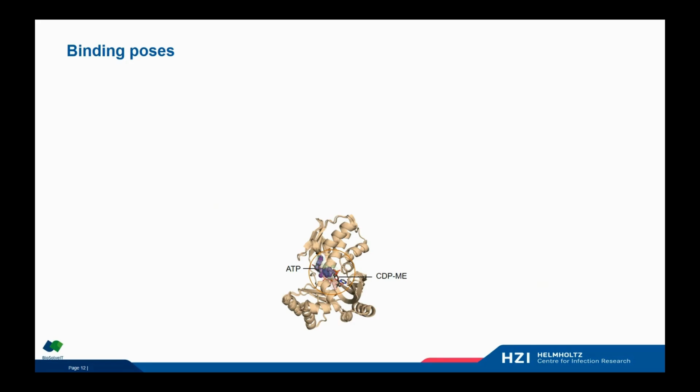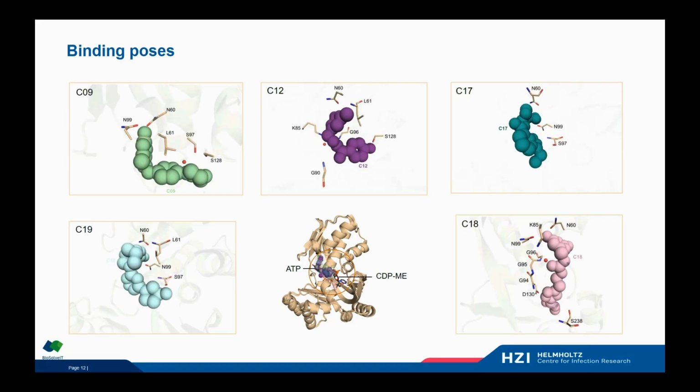So last but not least, here are the binding poses of the selected compounds. We can see that they bind to the ATP binding pocket, but interestingly, C9, 12, and 18 also seem to protrude to the CDP-ME binding pocket, and this could help in providing selectivity towards the target we want. As I was mentioning before, all of the compounds also fulfill the mandatory restraint of binding to asparagine 60, and moreover, three of them also had an extra interaction with asparagine 99, another residue involved in orienting the adenine in the ATP binding site of ISPE.